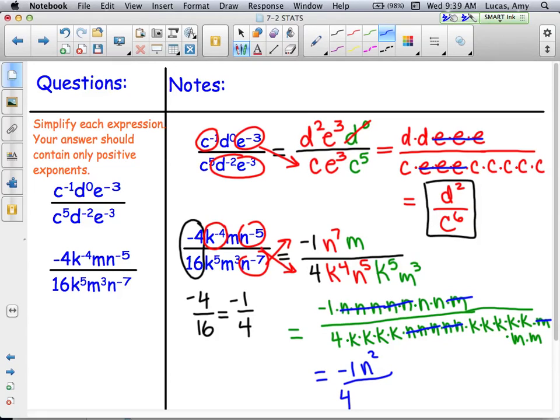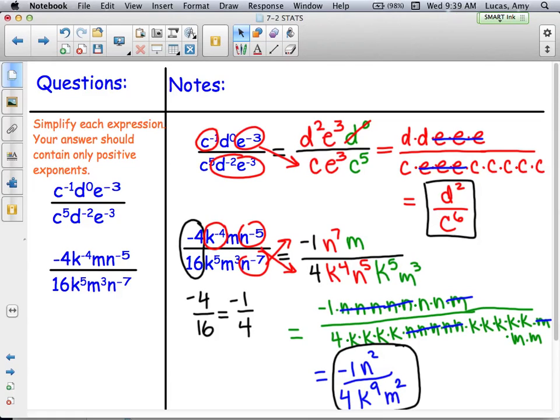In the bottom of the fraction I have 4, and then I have 1, 2, 3, 4, 5, 6, 7, 8, 9, K to the 9th, and M to the 2nd. Just like that.